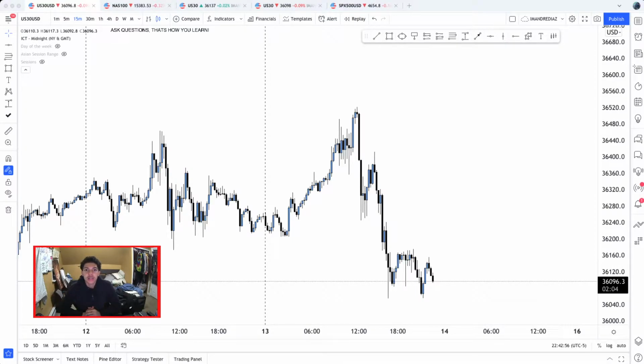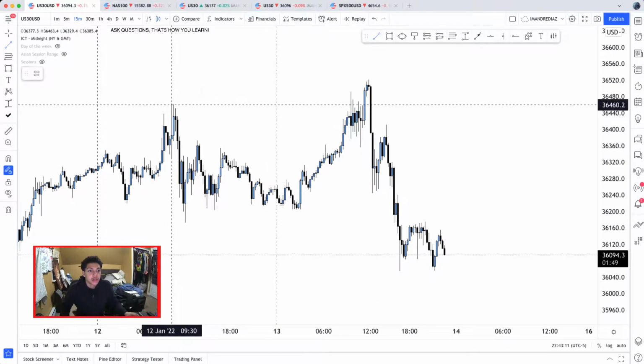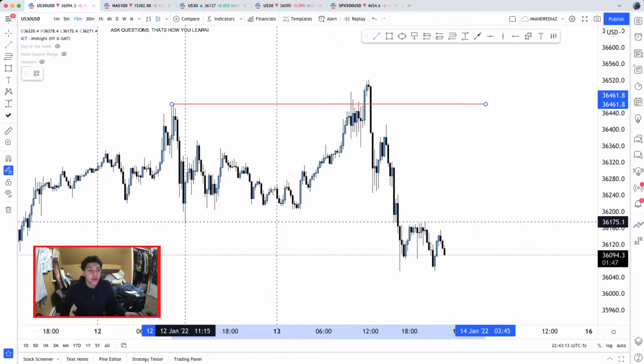Today I'm bringing you another video on US30, and I'm going to be breaking down today's daily range. Today is Thursday, January the 13th, and we're about to get right onto the daily range. First things first, I'm going to mark up the previous day's daily high and daily low. As you can see, both the daily low and daily high got ran.